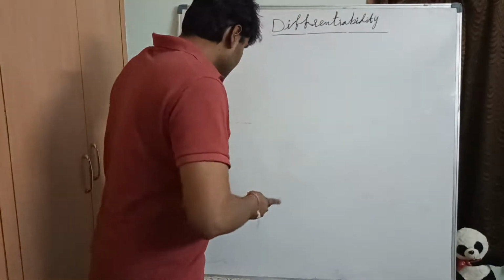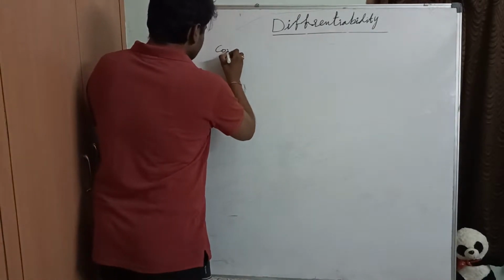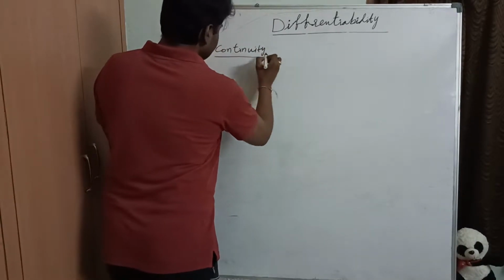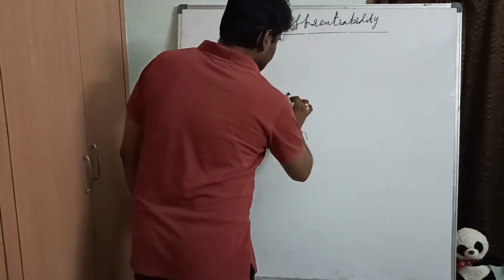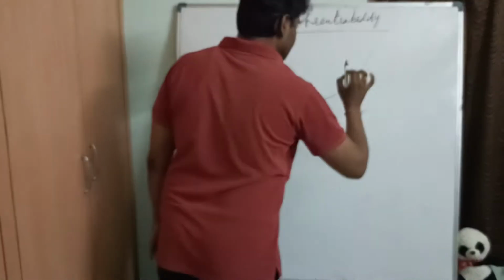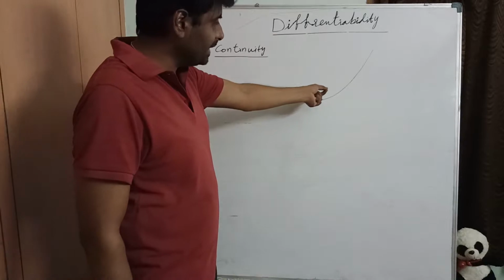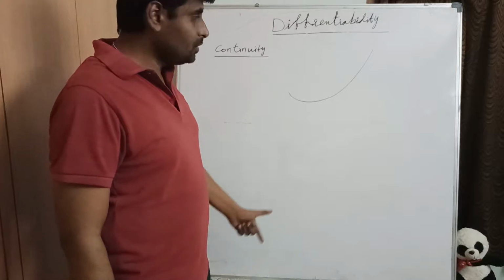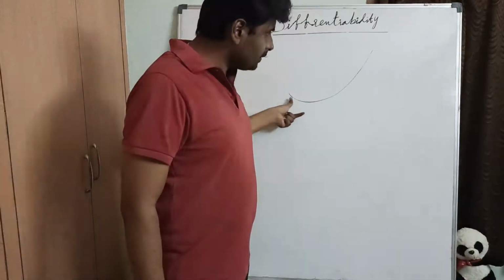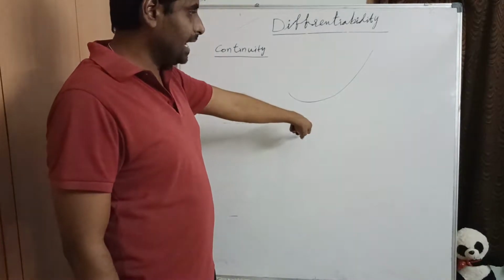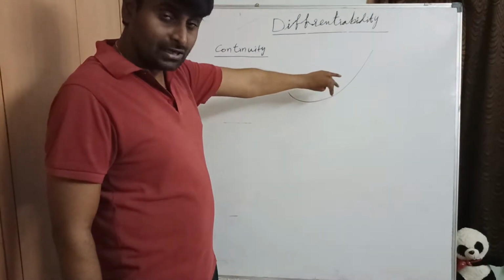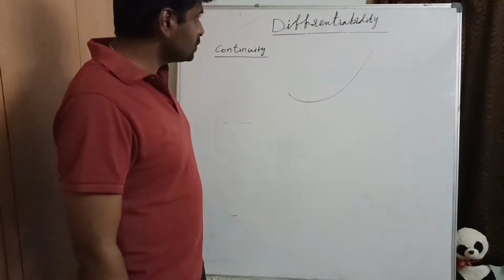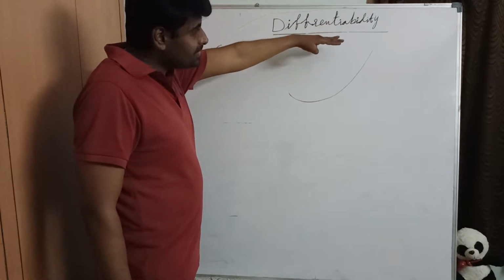What do you mean by continuity of a given function? What is the general meaning of continuity? Whenever a curve passes on its path without lifting your pen, without any gap, without any break, that is said to be continuous. Whenever a graph or curve passes on its way without any gap, without any jump, without any break, that is known as a continuous curve. Now, what do you mean by differentiability?